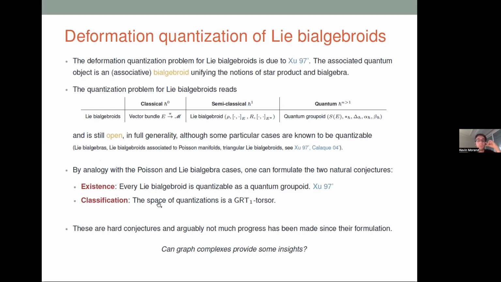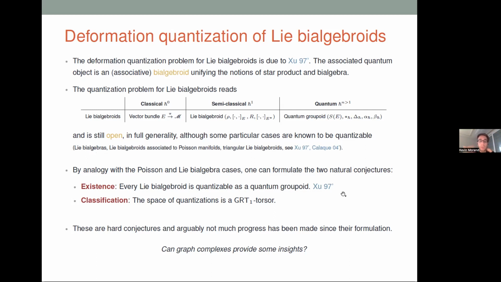And the second natural conjecture that we can make is that the space of quantizations is acted upon by the Grothendieck-Teichmüller group, because this is the case for both Lie bialgebra and Poisson manifold. These are somehow hard conjectures, and not much progress has been made since their formulation in 1997.